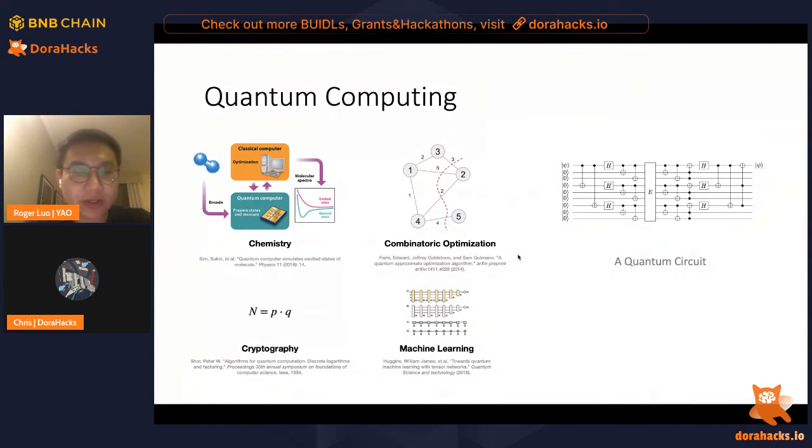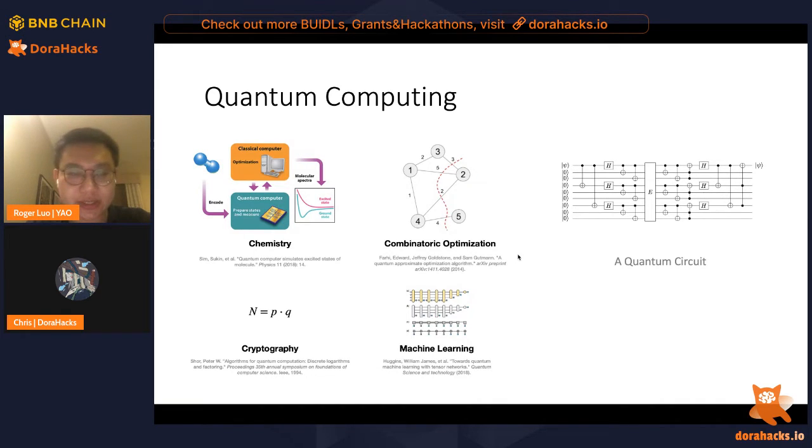So what is quantum computing? Quantum computing has been an emerging field, and it has made a lot of progress in recent years that has potential applications in chemistry, combinatorial optimization, cryptography, and machine learning. And most of the algorithms can be represented as a quantum circuit.